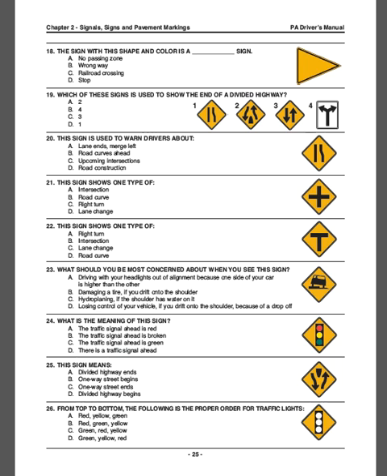26. From top to bottom, the following is the proper order for traffic lights. A, red, yellow, green. B, red, green, yellow. C, green, red, yellow. D, green, yellow, red. The answer is letter A, red, yellow, green.